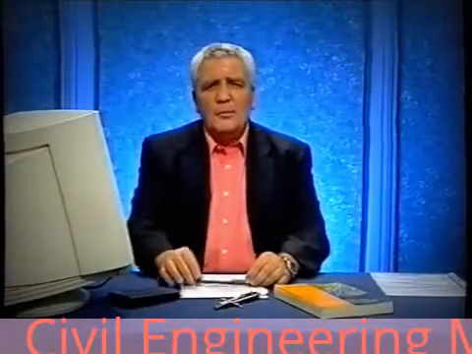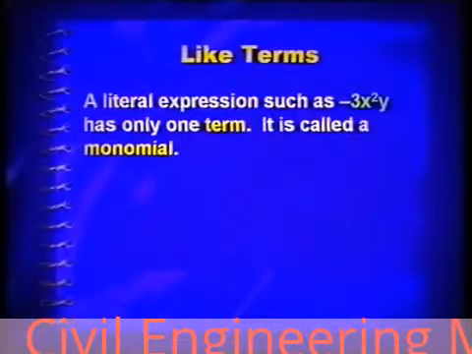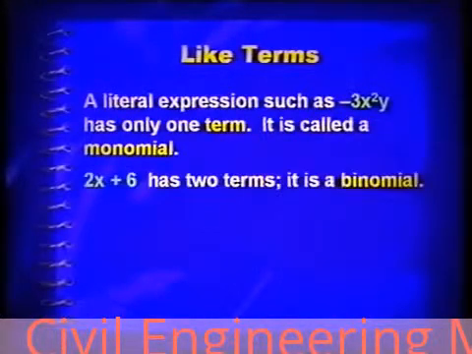The next topic is about simplifying expressions, but before we can do that we have to know something about the terminology involved. There is in fact a lot of terminology involved with algebra. Like terms, for instance, is one of those. Let's have a look. A literal expression such as negative 3x squared y has one term. It's called a monomial. Just think of monorail. If it's got two terms, it's called a binomial.